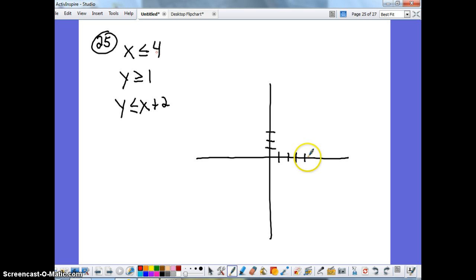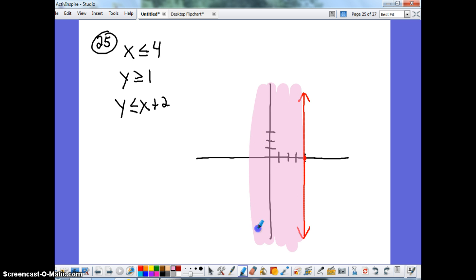X equals 4 is going to be over here, that point. So when I graph x equals 4, that's going to be the solid vertical line coming straight down. So if I want x is less than or equal to 4, that means it's going to be everything to the left of that. So when I graph this, this is going to be everything to the left. Notice I'm going right through the axes here. Just keep going.